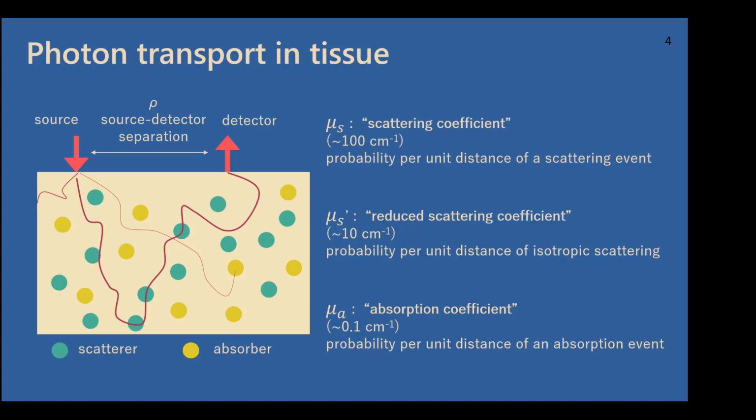Just to formalize everything, we also need to characterize the tissue that we are measuring, and we do that by defining the scattering coefficient, or μs. That's the probability per unit distance of a scattering event occurring.